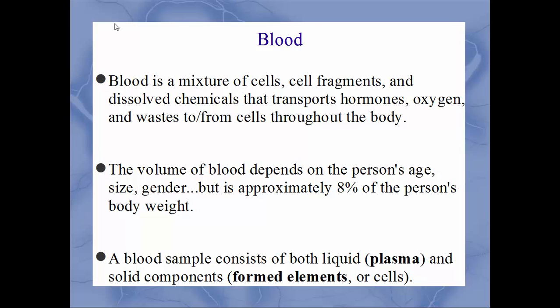Now, the volume of someone's blood will depend on someone's age and their gender and their overall size, but it's approximately about 8% of the person's body weight. There are two main parts of the blood. You have the liquid part, which is the plasma, and then you have the solid part, which is called the formed elements or the cells. So liquid, plasma, the cells are the formed elements.